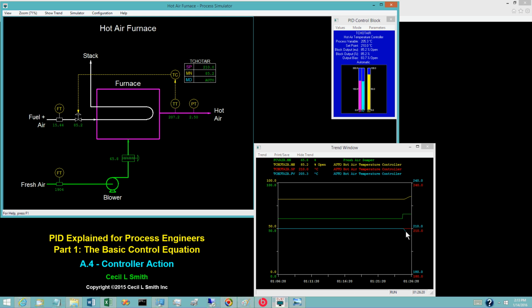The hot air temperature initially decreases, but the controller responds appropriately. The hot air temperature depends on the fuel flow and the fresh air flow. Instead of manipulating the fuel valve opening, the hot air temperature could be controlled by manipulating the fresh air damper opening. Let's switch to that control configuration.